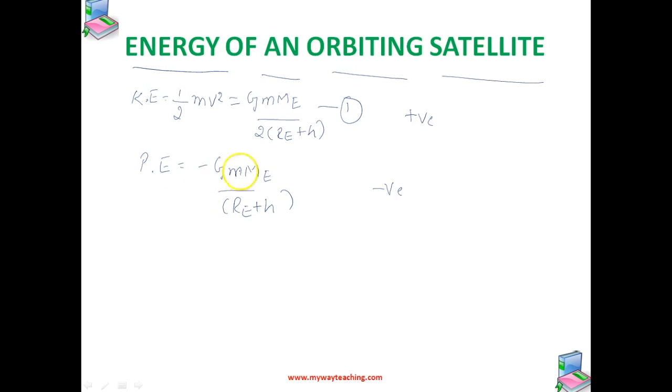So we can write the total energy is equal to the sum of the kinetic energy plus potential energy, which is given by minus GMmE divided by 2(RE plus h). So the total energy of a circularly orbiting satellite is thus negative, with the potential energy being negative but twice its magnitude of positive kinetic energy.